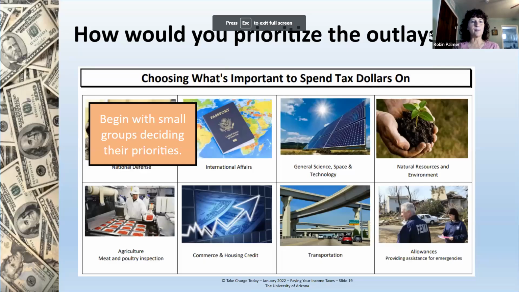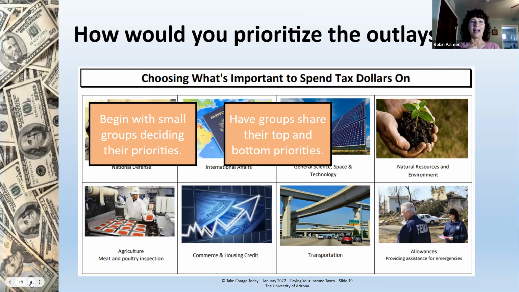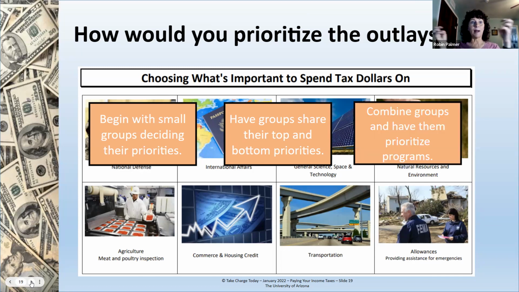So my little tips that were on here are: begin with a small group and deciding their priorities, because that's easier for them to understand, and they have fewer people to negotiate with. And then I would have each group share their top and their bottom priority, and I would write those on the board. So I would have top and bottom, and they would put them on there. And then I combine groups and have them prioritize, and then I'd go back to that top and bottom list.